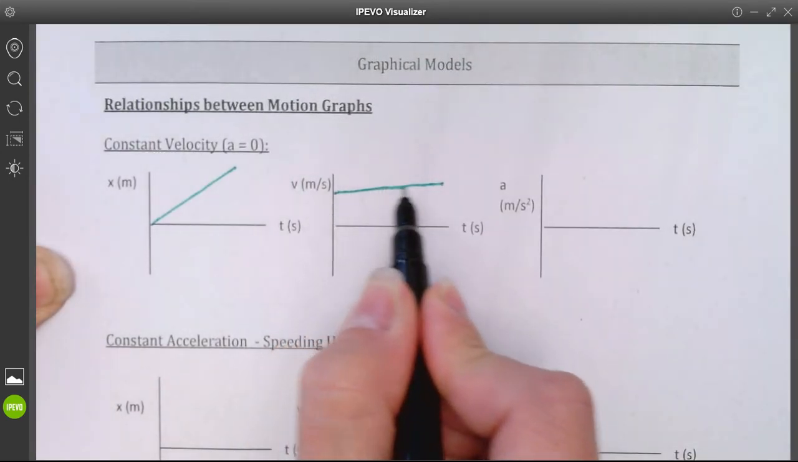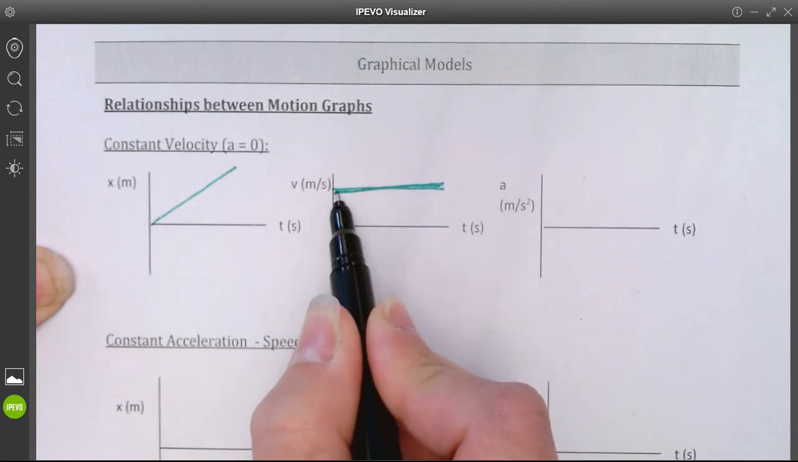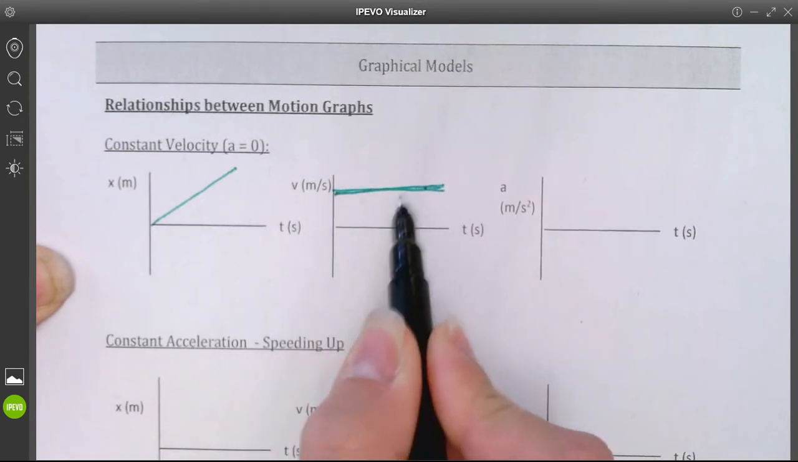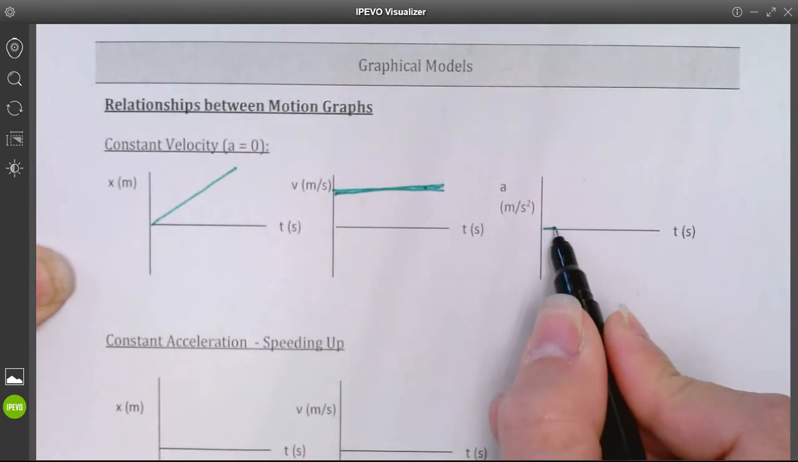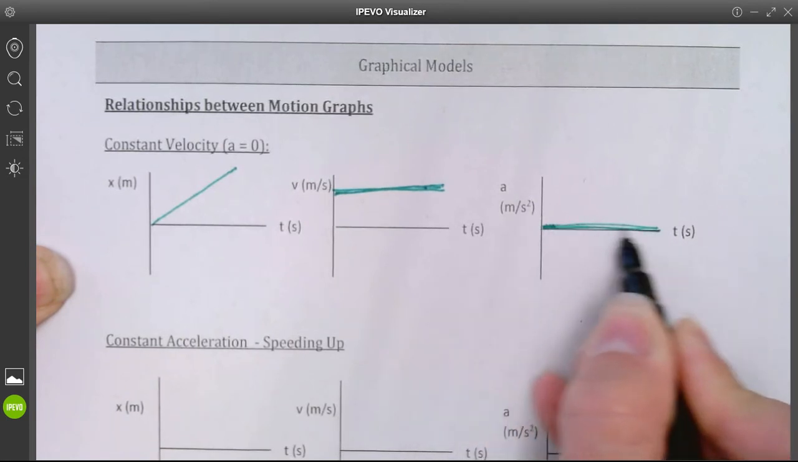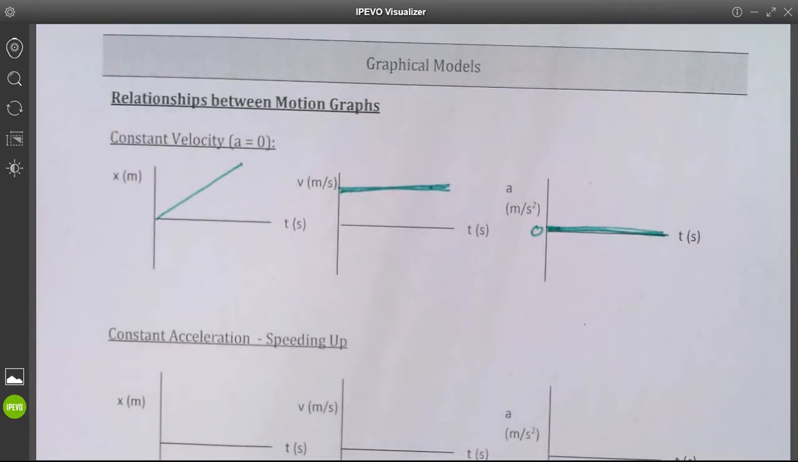Okay, that should be a flat line. It's kind of angling a little bit there. Sorry about that. And the slope of my velocity graph gives me my acceleration. This slope is zero because my velocity is not changing over time. If my velocity is not changing over time, my acceleration is zero. And so our acceleration graph is going to be a flat line right at zero.